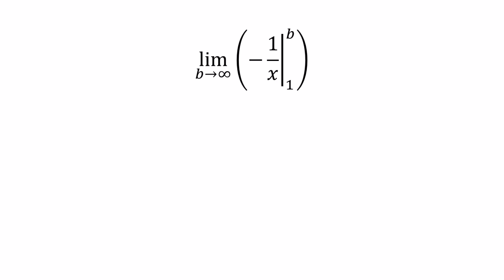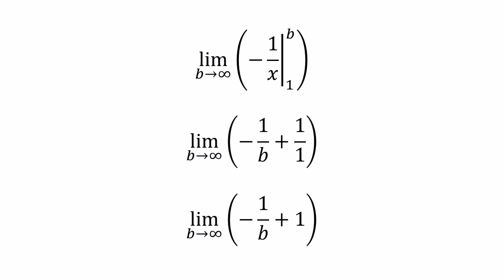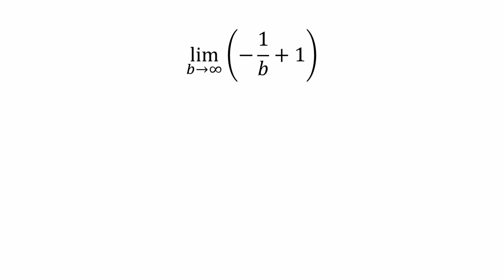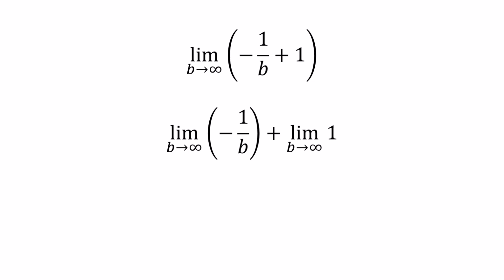Next, we apply the fundamental theorem of calculus to get the limit as b approaches infinity of minus 1 over b plus 1 over 1. Simplifying the second term gives the limit as b approaches infinity of minus 1 over b plus 1. Applying the sum rule gives the limit as b approaches infinity of minus 1 over b plus the limit as b approaches infinity of 1.